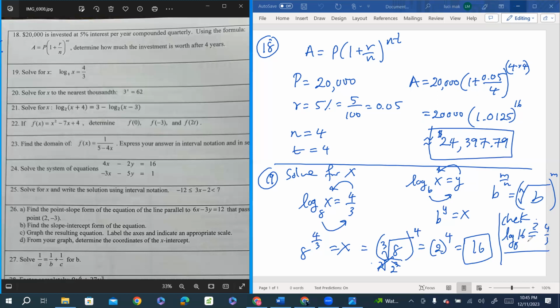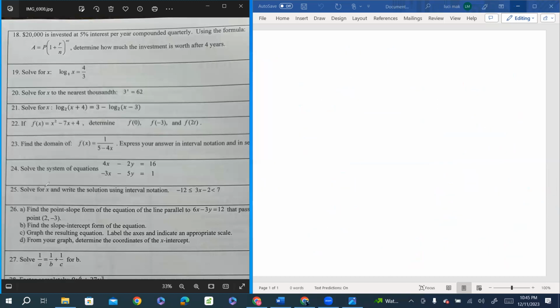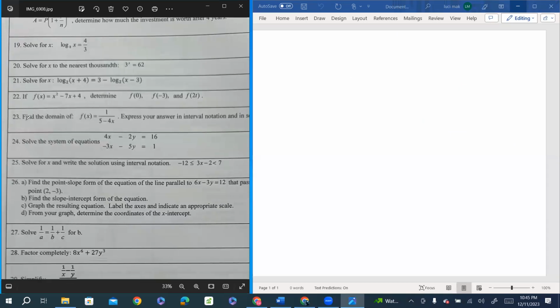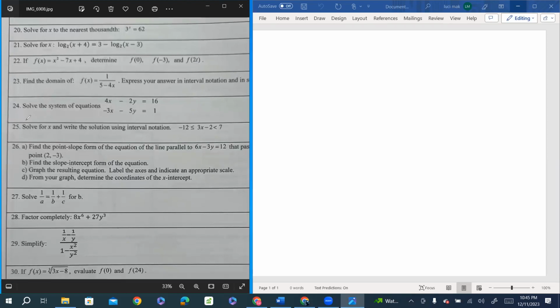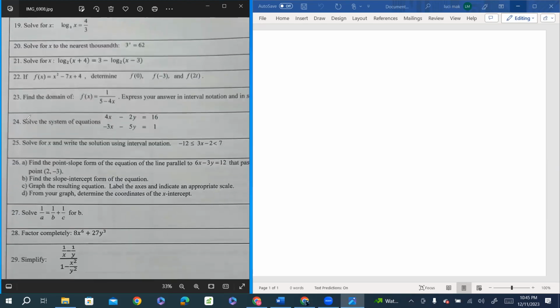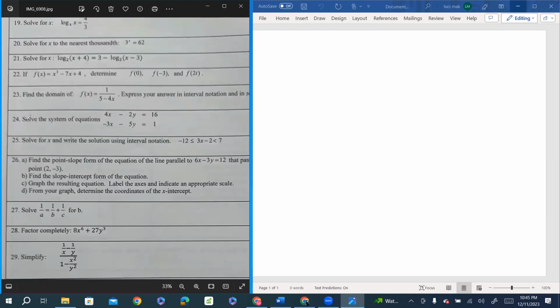All right, I'm going to go to the next question because I don't want to waste too much time. So I'm going to erase the board now. Let's look at the next question. Question number 19, right? Okay, so let me see if I can move this up a little bit for you. All right, question number 20. Let's do 20.